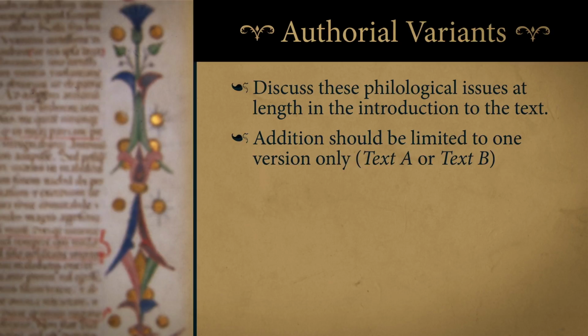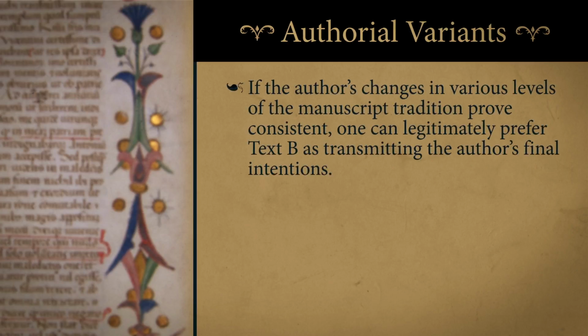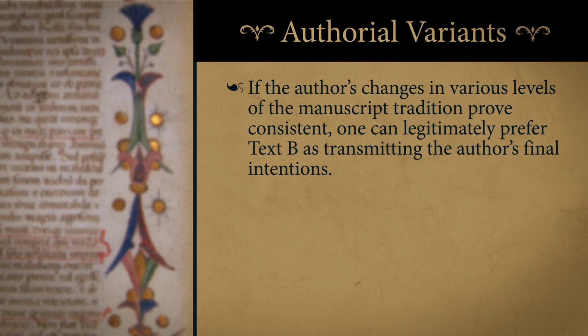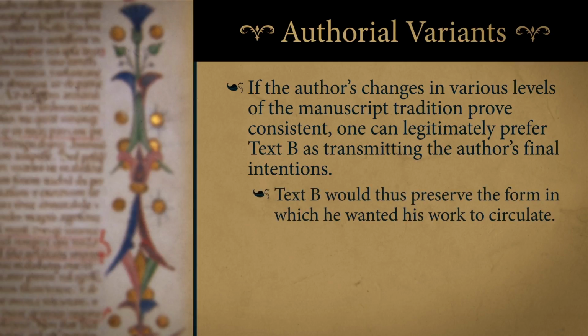A rationale to be adopted about which of the two texts to prefer is as follows. If the author's changes in various levels of the manuscript tradition prove consistent, thus revealing a general plan on his part to revise the whole text, one can legitimately prefer text B as transmitting the author's final intentions, his last will, so to speak. Text B would thus preserve the form in which he wanted his work to circulate.